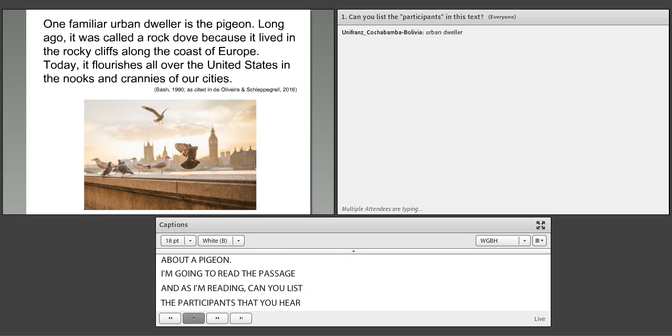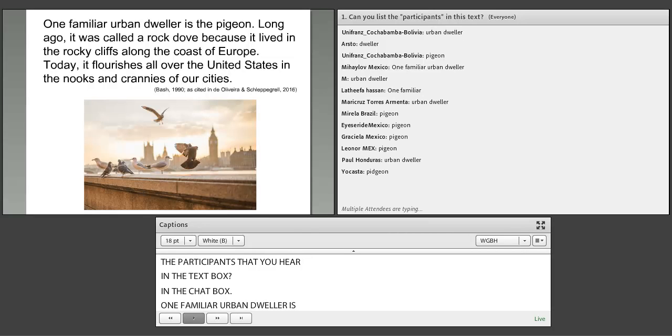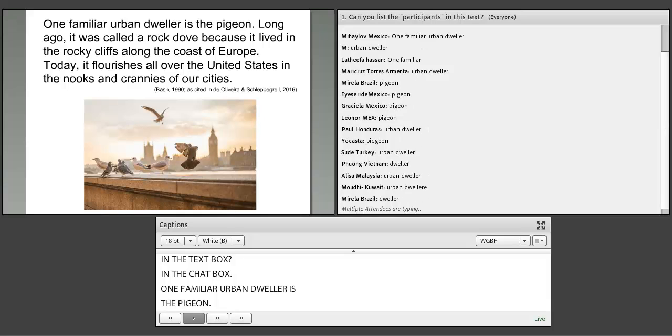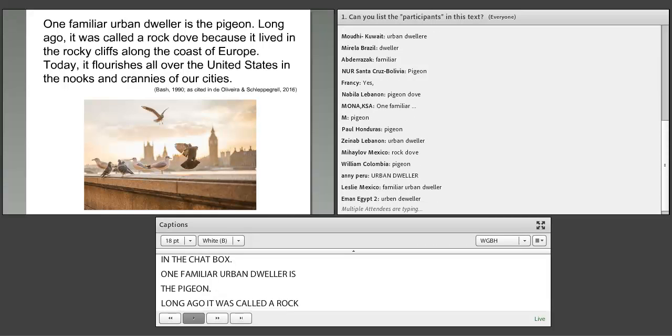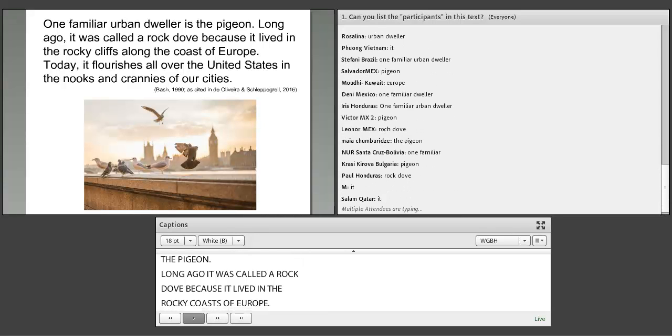One familiar urban dweller is the pigeon. Long ago, it was called a rock dove because it lived in the rocky cliffs along the coast of Europe. Today, it flourishes all over the United States in the nooks and crannies of our cities.